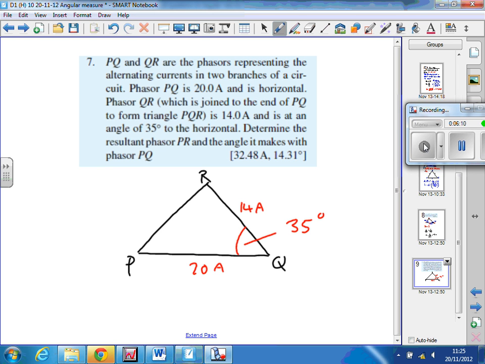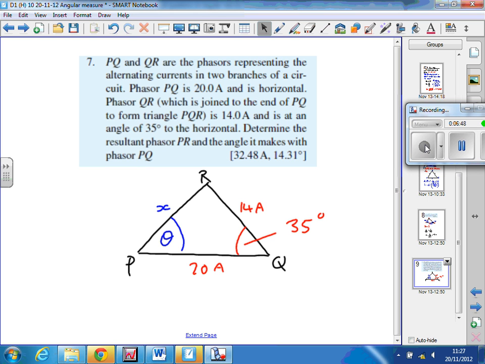Determine the resultant phasor PR and the angle it makes with PQ. So I'm after this, and the angle it makes with phasor PQ. So I'm after this. I would use some symbols to put on what I'm after. I'm after side PR, x, and I'm after angle theta, or angle P. So having drawn it out, now we can try solving it.